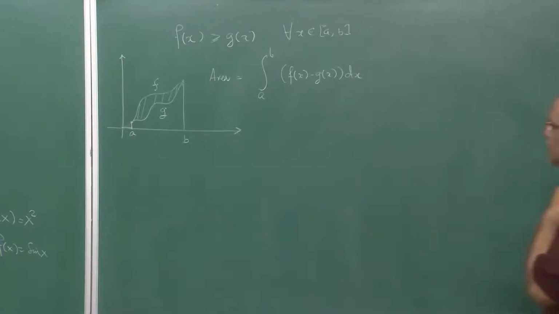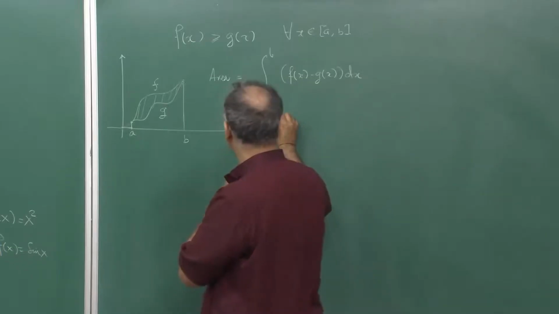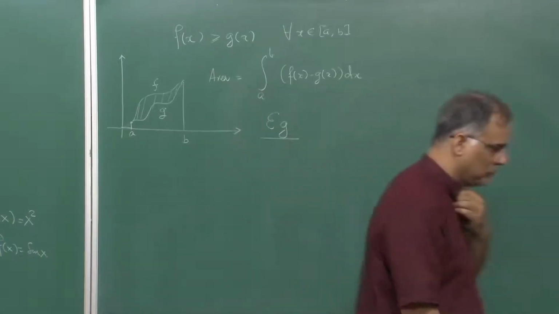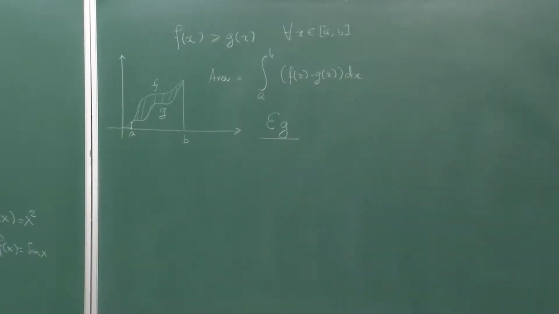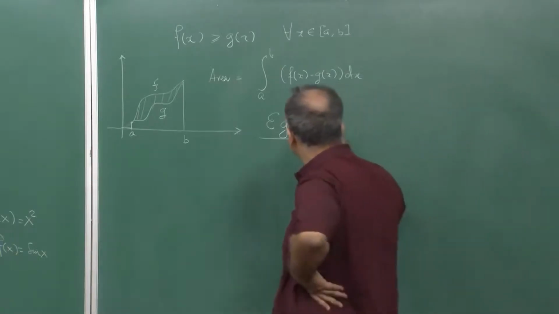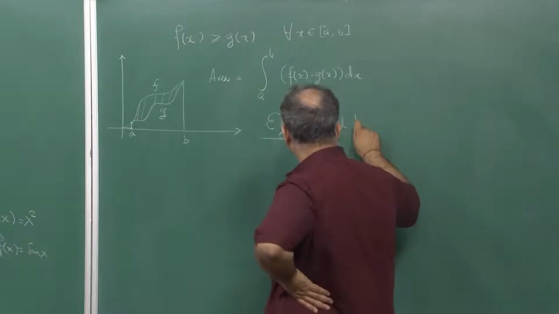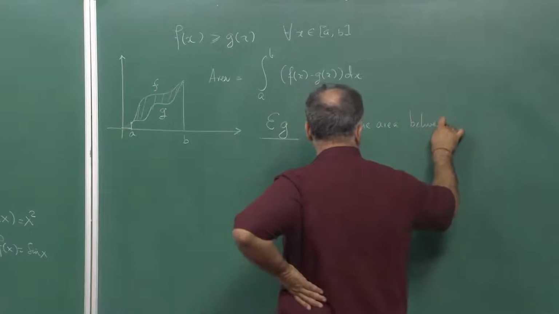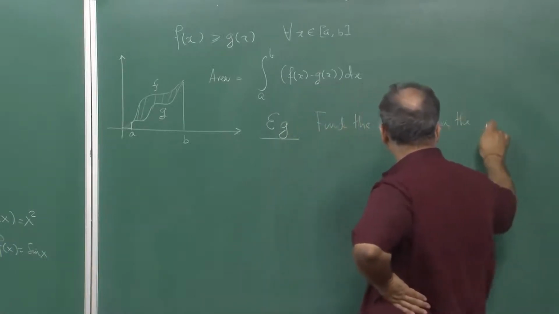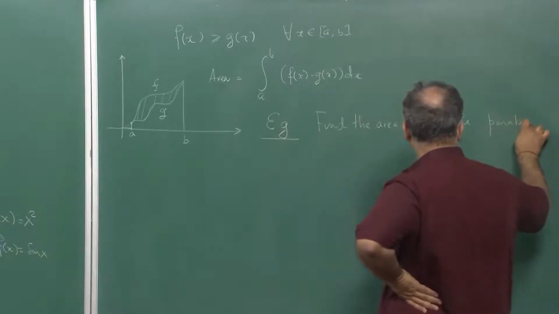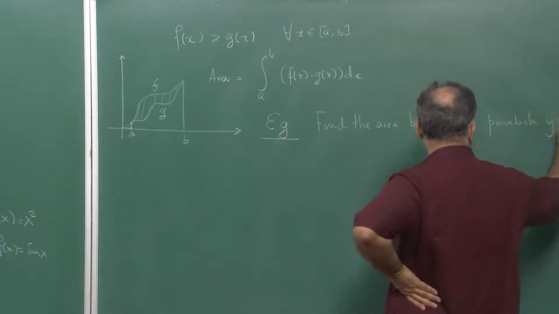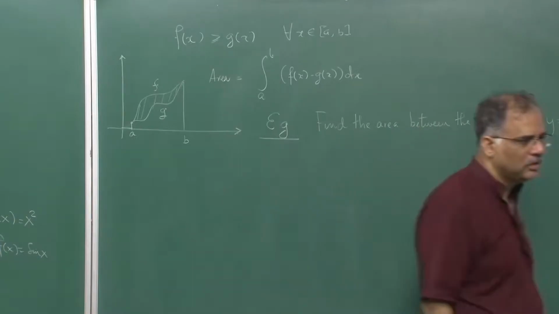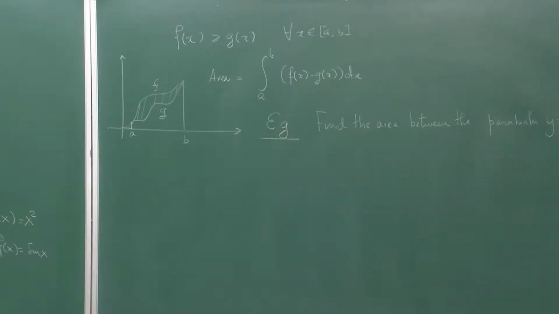As an example, the first example will say: find the area between the parabola and the line y equal to minus x.